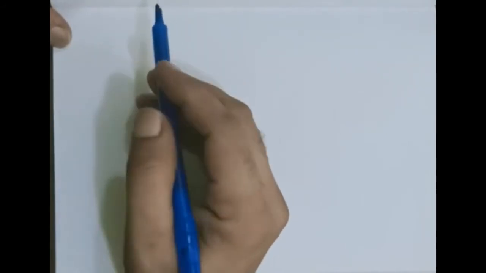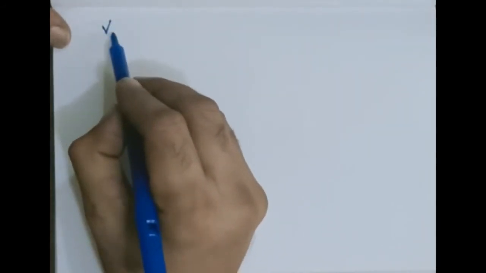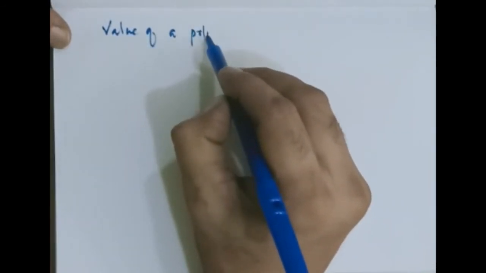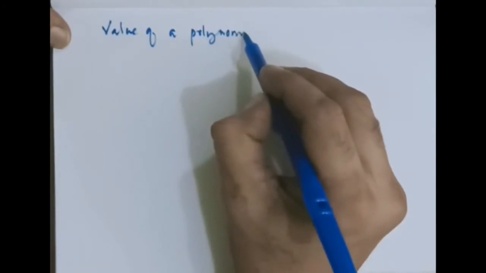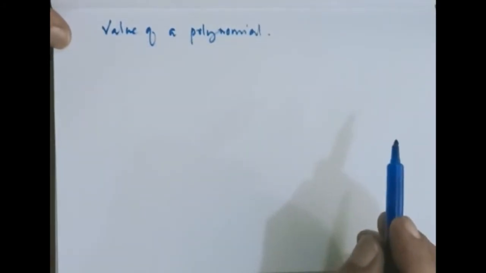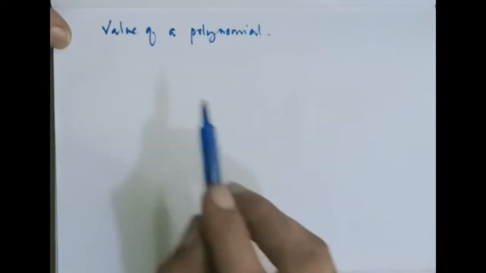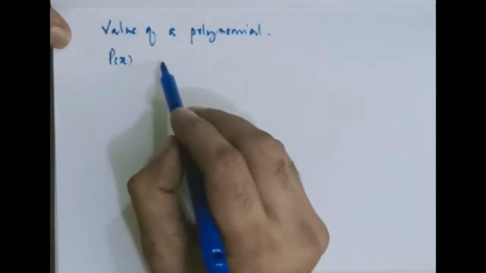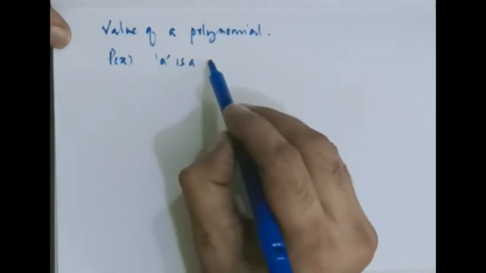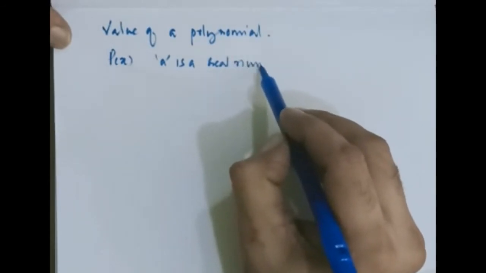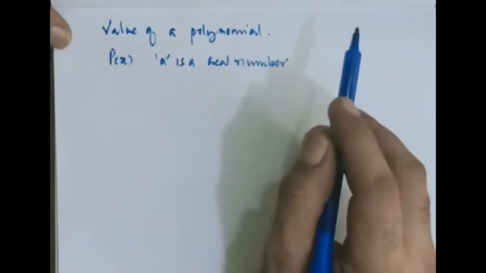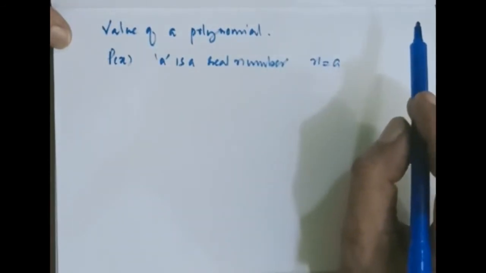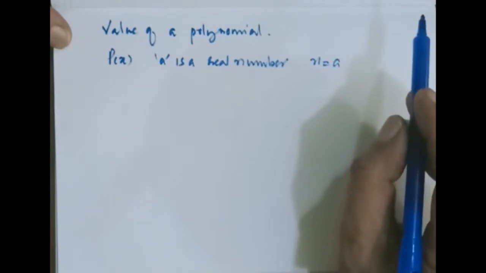Next topic in polynomials is the value of a polynomial at a point. If p(x) is considered as a polynomial in x and a is a real number, then the value obtained by putting x equal to a in p(x) is called the value of p(x) at x equal to a.